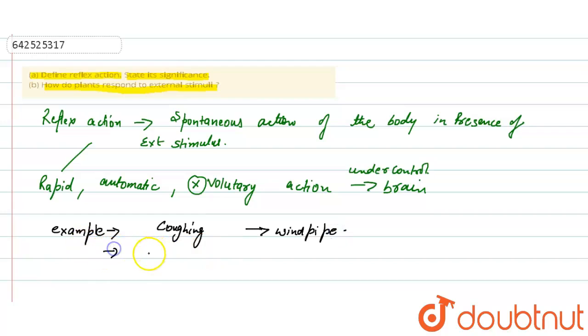More example can be the example of eyes. Basically, we have pupil in the eyes which contract or dilate. So this is also a reflex action. And this reflex action is very much important because if this reflex action is not present, then what can happen? Eyes can be damaged.